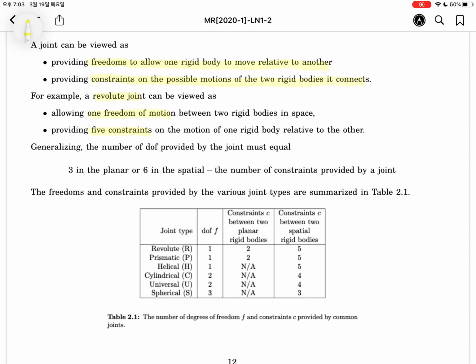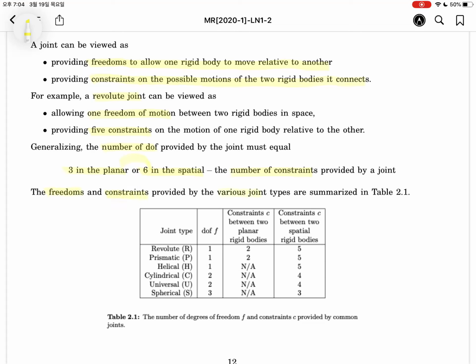In the case of the planar, the revolute joint will provide 1 motion freedom and 2 constraints. Generalizing, the number of degrees of freedom provided by the joint plus the number of constraints must equal the degrees of freedom of a rigid body. In the case of the planar, 3 should be used. In the case of the spatial, 6 should be used. This term minus the number of constraints will be the motion degree of freedom of the joint.